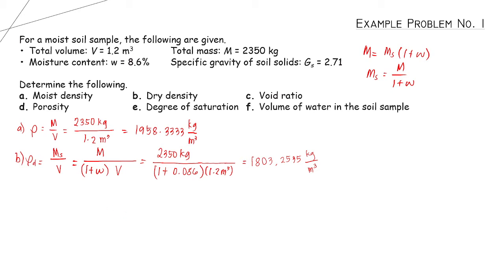Next is the void ratio, e. How are we going to get that? We already know the dry density, and the specific gravity is given. We know the density of water, and we also know the moisture content, so we can get the void ratio in the equation for density. So rho is equal to the specific gravity times density of water times 1 plus the moisture content all over 1 plus e. So let us substitute the values.